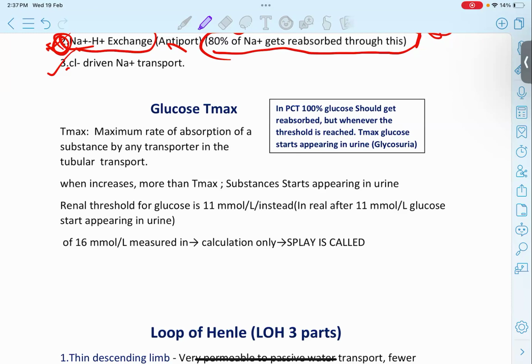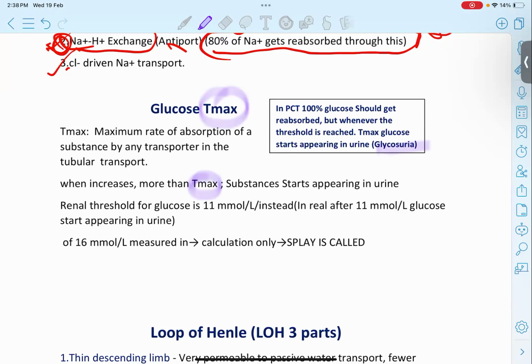So why do we find glycosuria in diabetic patients then? We find it because of the Tmax. So there is a threshold. Up to that threshold, there shouldn't be any glucose in the urine. But if we cross that threshold, then glucose will start appearing in the urine. And this is what happens in diabetic patients. We call it glycosuria.